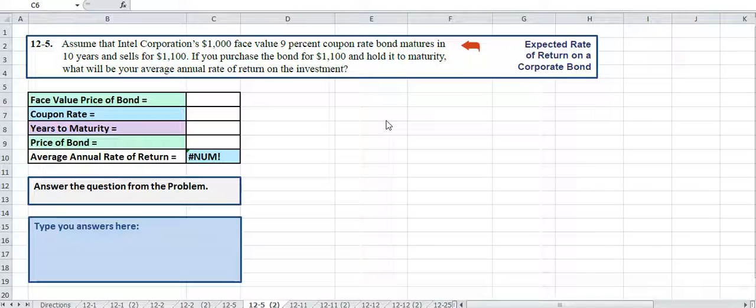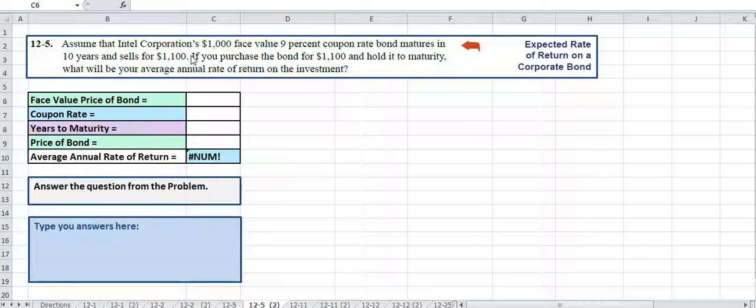We are looking at problem 12.5, and this is sort of thinking about bonds from the other direction. So we're looking at the expected rate of return on the corporate bond. If the face value of this bond is $1,000 and the bond is going to pay 9% over 10 years, the actual bond is selling for $1,100.